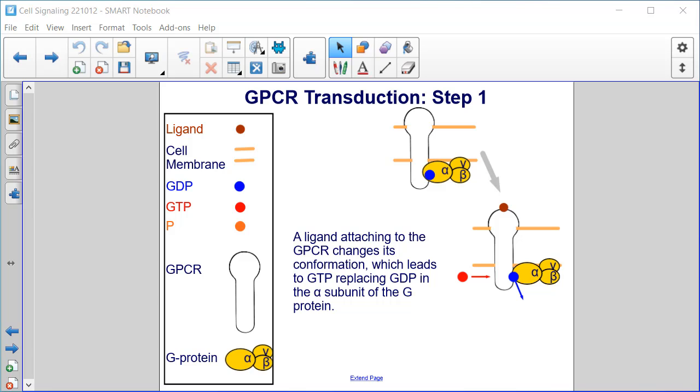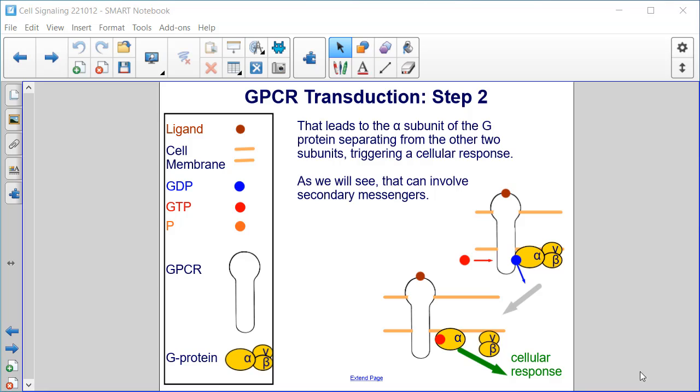GPCR transduction step 1. So here is our inactive G protein. The first step is a ligand attaching to the GPCR, which changes its conformation, leading to GTP, in red, replacing the GDP in the alpha subunit of the G protein.